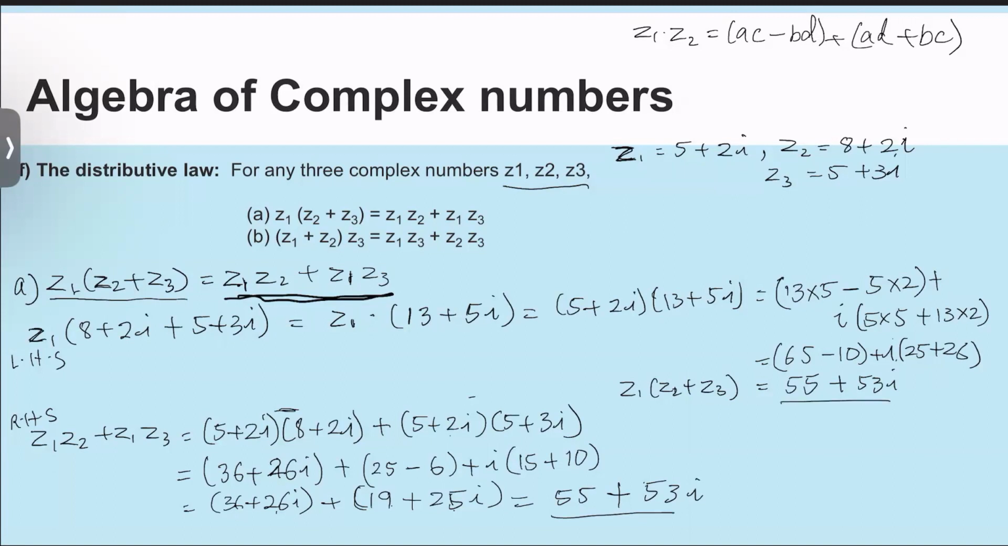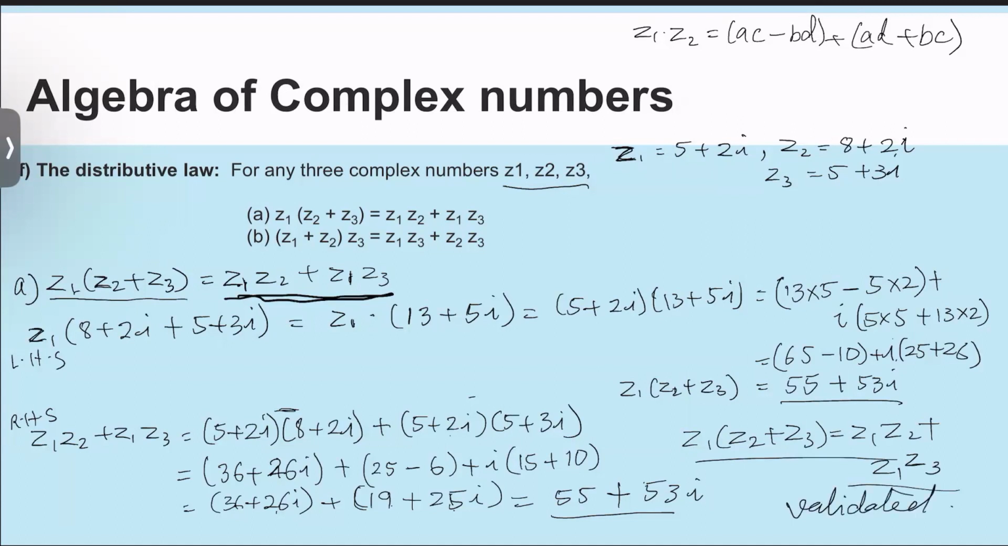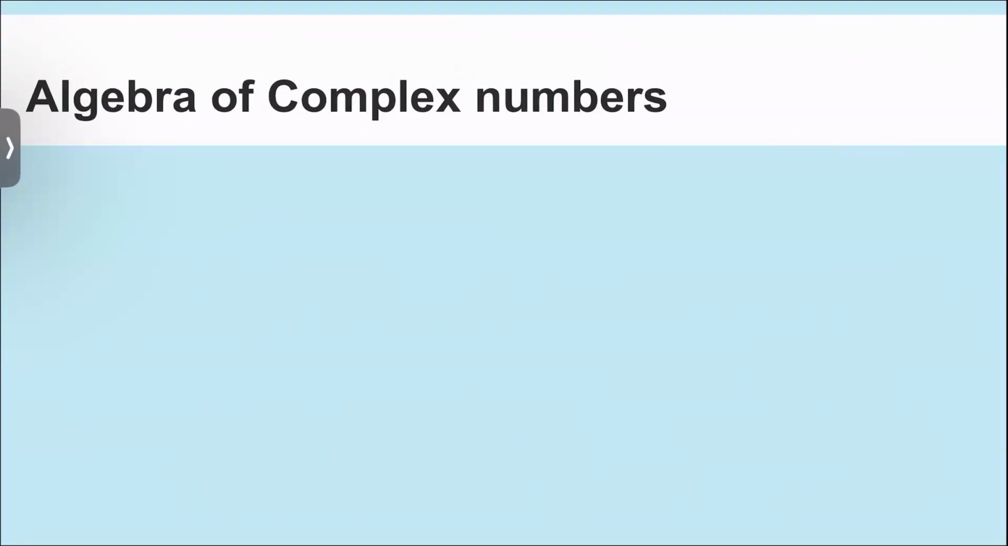Okay. So you can see that the results match, and hence we can say that this property is also validated when it comes to the distributive law, Z1 multiplied by Z3. Now let's see if the associative law, when applied to this distributive law, is also valid or not.